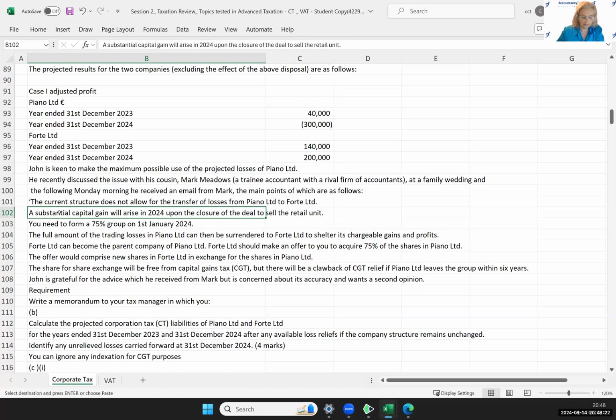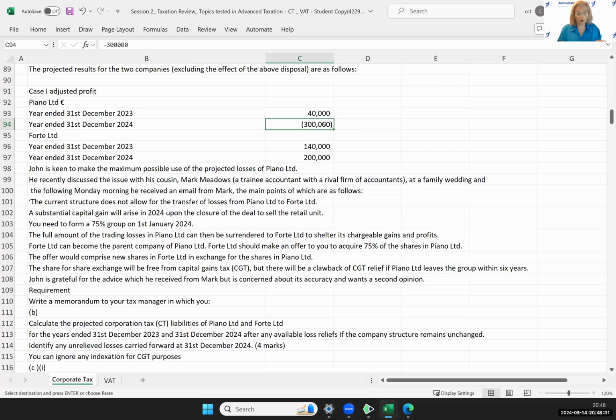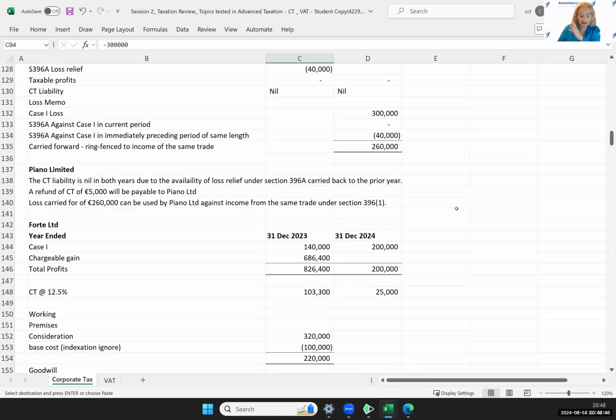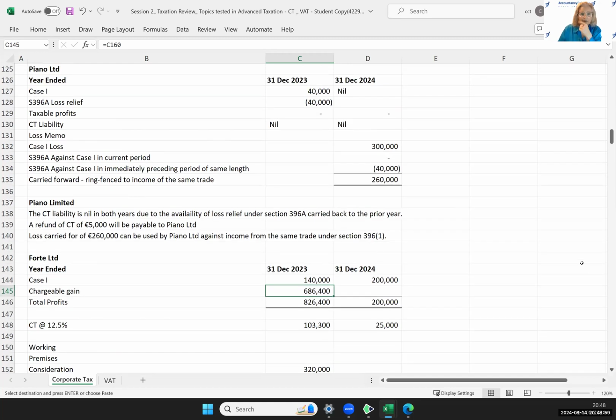Okay. Now, we're trying to create a scenario where there's losses in 2024. We want to form a group so that the losses can be surrendered to the other group company. So we're going to put Piano and Forte in a group. And when we surrender the losses to the other group company, they will be surrendered into 2024. What year does the gain arise in? 2023. Is there any advice we could give to John to force that gain to crystallize in 2024?